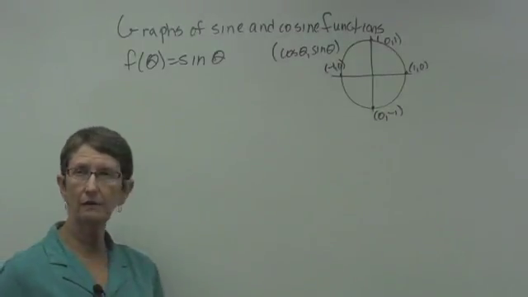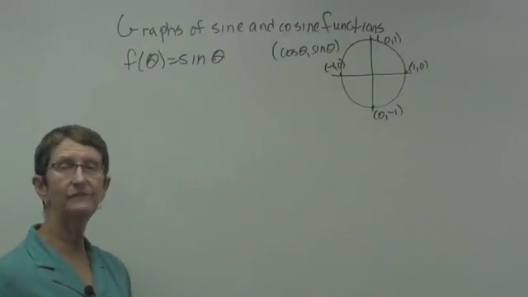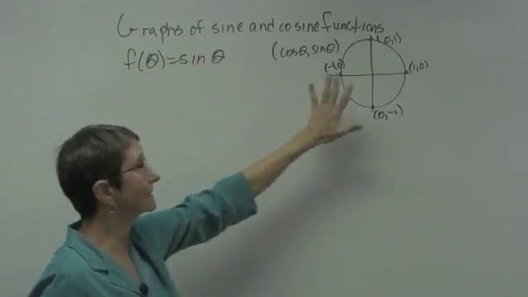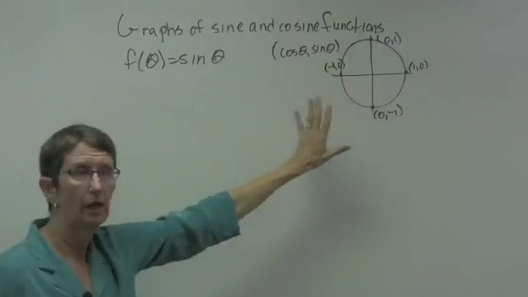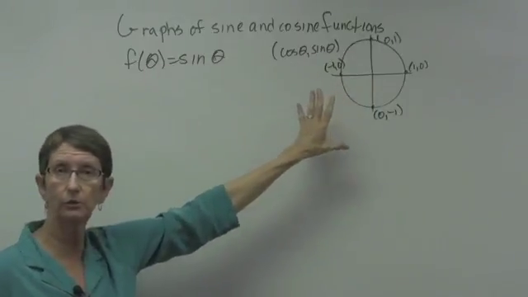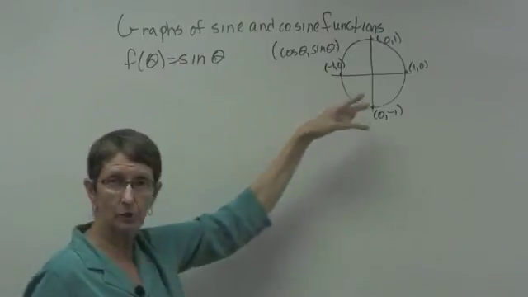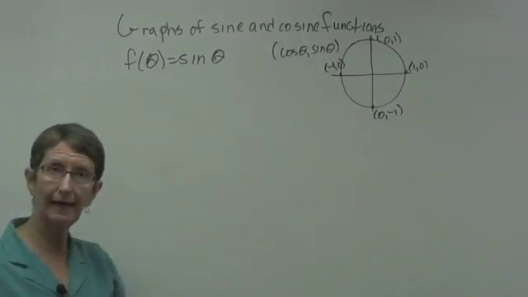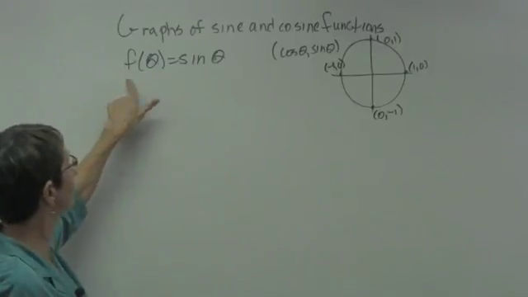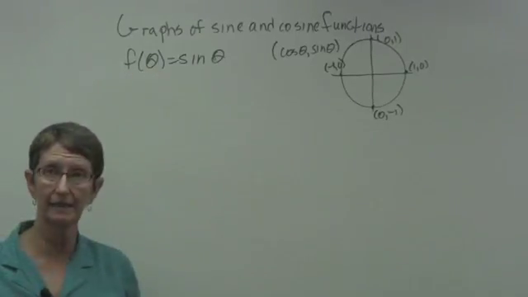Now we want to think of sine and cosine as functions. So we can look at their graphs. Now we've looked at sine and cosine on the unit circle, but that helps us as far as some of the values that we can use, the sine of an angle or cosine of an angle. But we want to think of this as a function. So let's first look at f of theta equal to sine of theta.